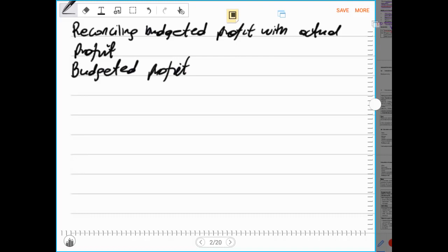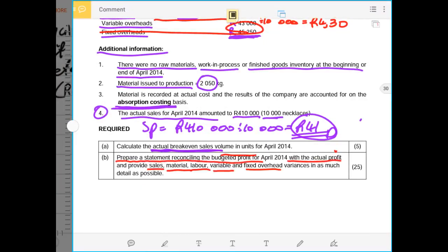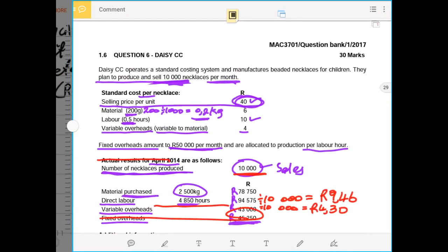We know that our budgeted profit starts with sales. We need to know how many units we budgeted to sell and at what price. I think we budgeted to manufacture 10,000 units at 40 rand per unit. Let me just confirm that our budgeted selling price was 40 rand. We have seen that before. That was our selling price, and we budgeted to manufacture and sell 10,000 units. So that is where that is coming from.